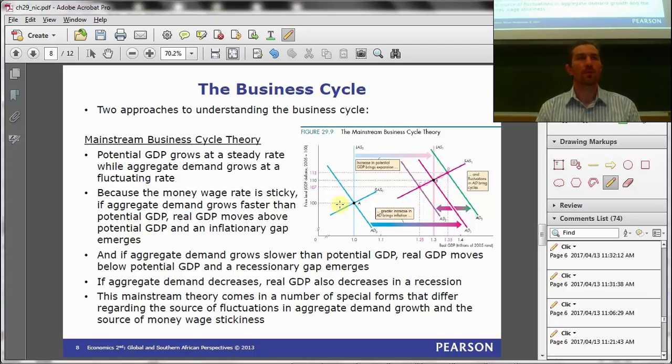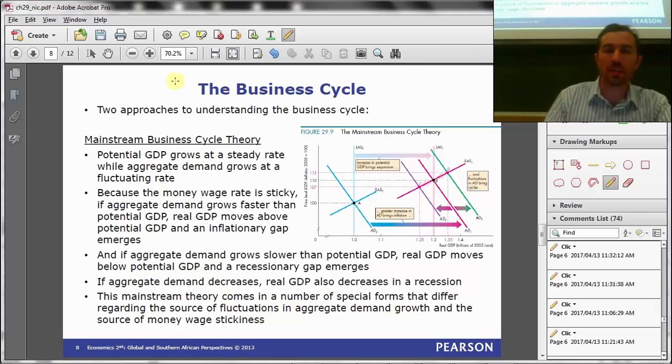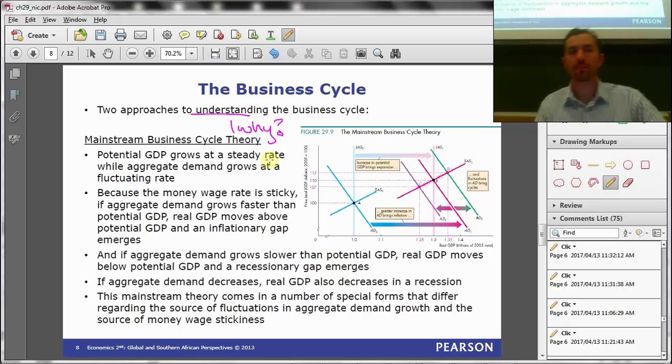So then we move back to the business cycle. We started with the business cycle in chapter 21. We spoke about the business cycle when we did our ASAD model, and once again, talking about the business cycle. So we're still trying to understand why we have this thing. Why is there a business cycle?